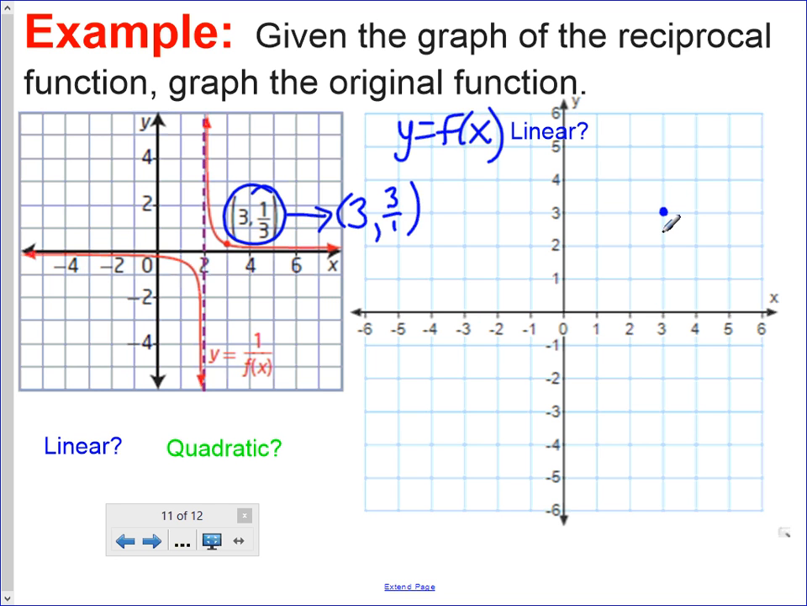The second piece of information I have is my asymptote, which is passing through the point x equal to 2. So if it's an asymptote of my reciprocal function, it is an x-intercept of my original function. So that's all I need, 2 points. Connect the dots. And that is y equals f of x, the original function. So that's how to go backwards.